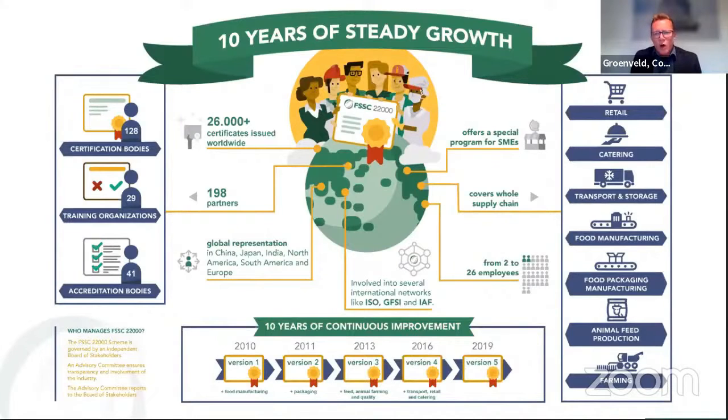On the right side, you see the scope of FSSC 22000, the sectors where it can be used. You can see it's almost from farm to fork, covering almost all the different sectors, not only food manufacturing, but also food packaging materials. I also see there are a lot of delegates coming from the food service and catering industry, hotels and restaurants. You can see that's also covered in the scope, and even retail is covered. So it is a supply chain certification program for food safety management.